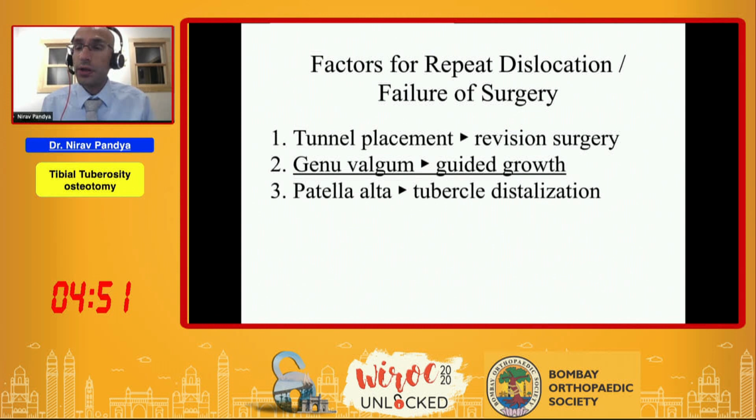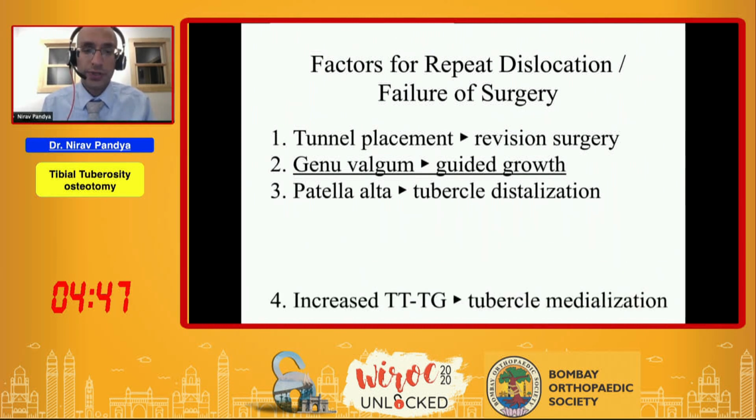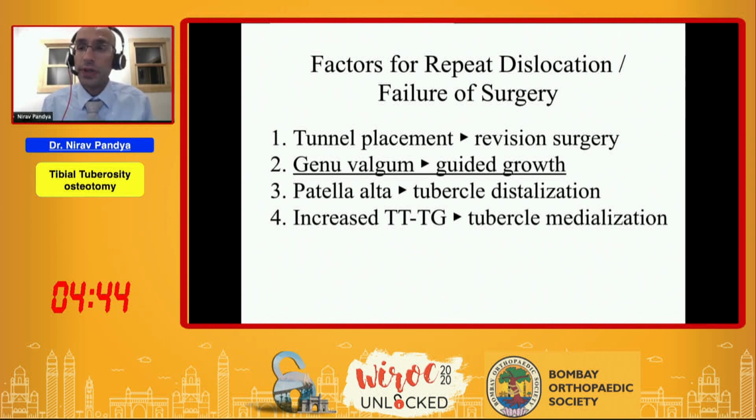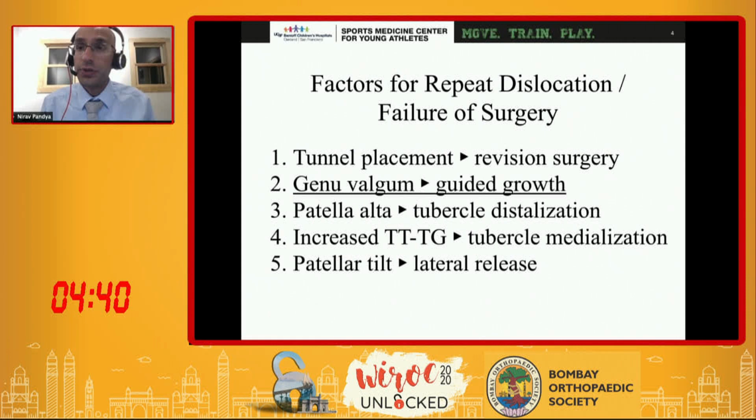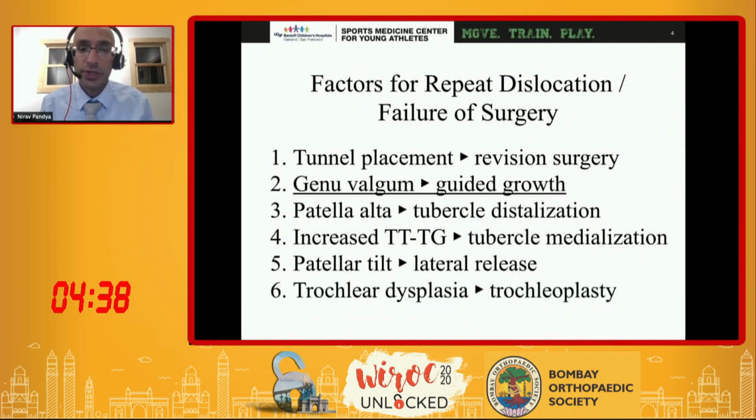If they have patella alta, they can do a tubercle distalization, which I'll talk a little bit on in my following talk. As Brian mentioned, if they have an increased TTTG, then you want to medialize the tubercle. If they have patellar tilt, as Mahir mentioned, you want to do a lateral release. If they have trochlear dysplasia, you may want to consider a trochleoplasty, although it is a little bit more complex and not many of us do it. That is an option.